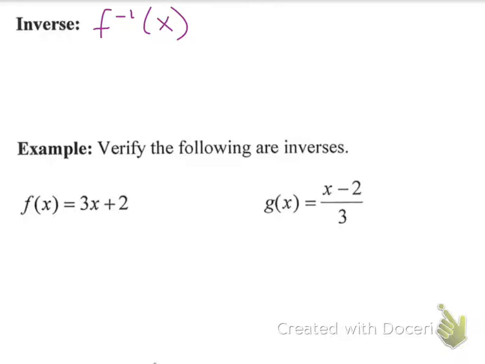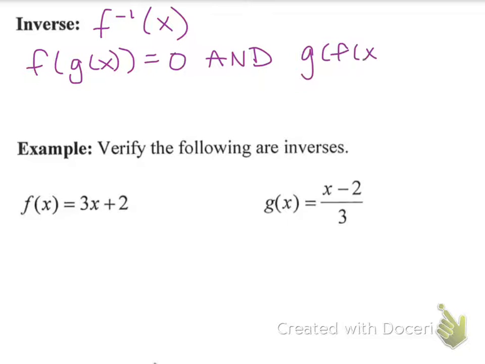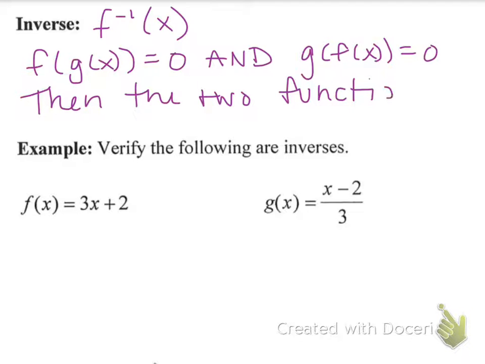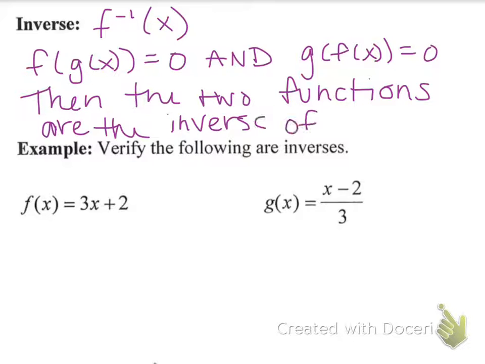To determine if two functions are the inverse of one another, if you find f of g of x and you get 0, and you do g of f of x, and you also get 0, then you can determine that the two functions are the inverse of each other.